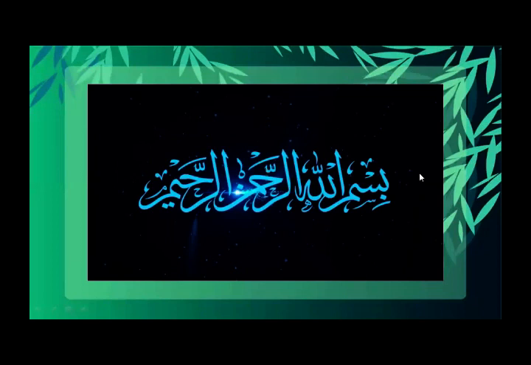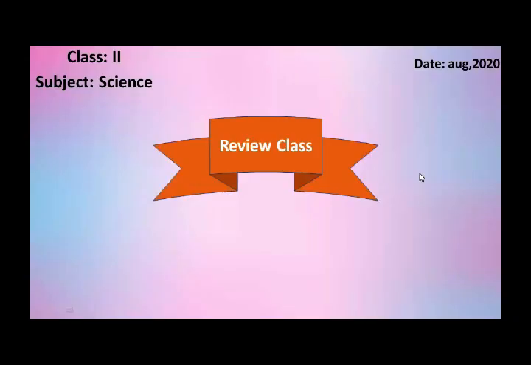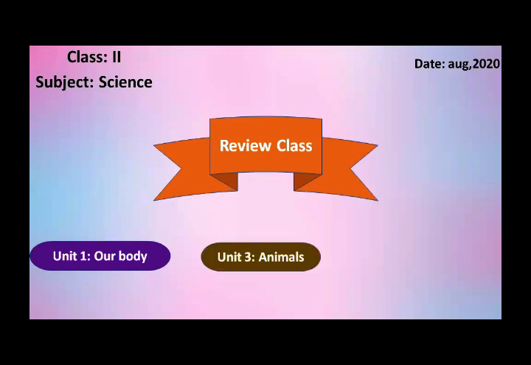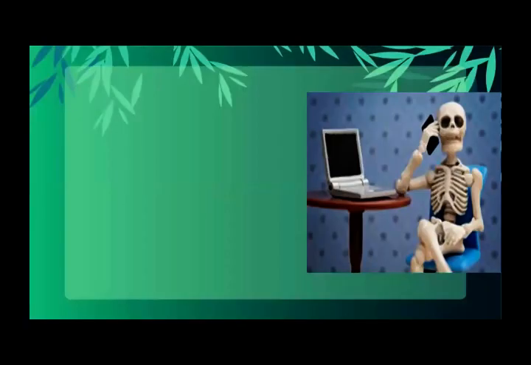Beta, Alhamdulillah, we have completed all the units of our midterm. Today, I will give you a review class of unit number 1, our body, unit number 3, animals, and unit number 4, life cycles. Keep your book and a pencil with you. Okay, beta? So let's start.